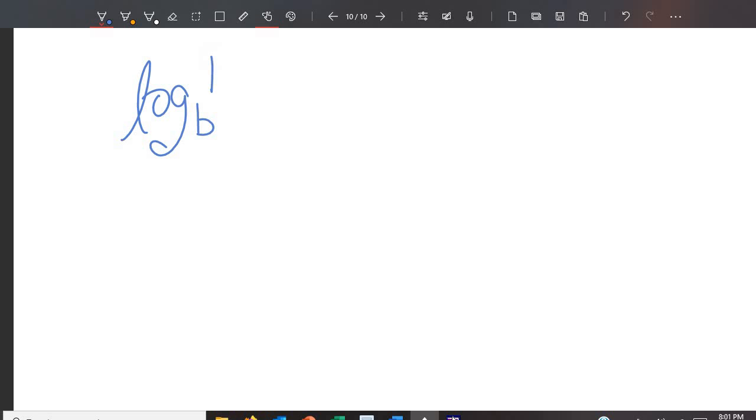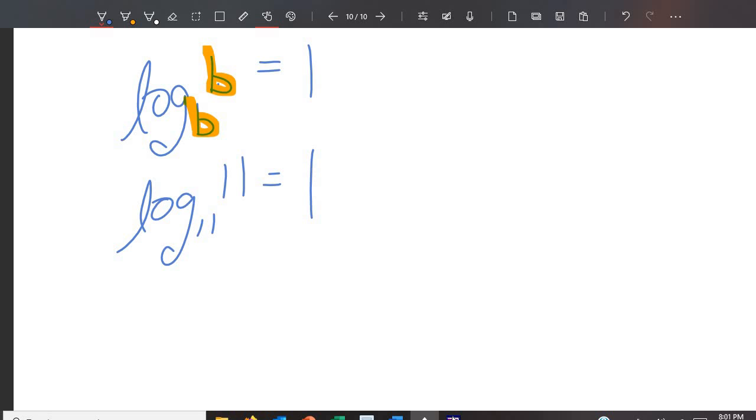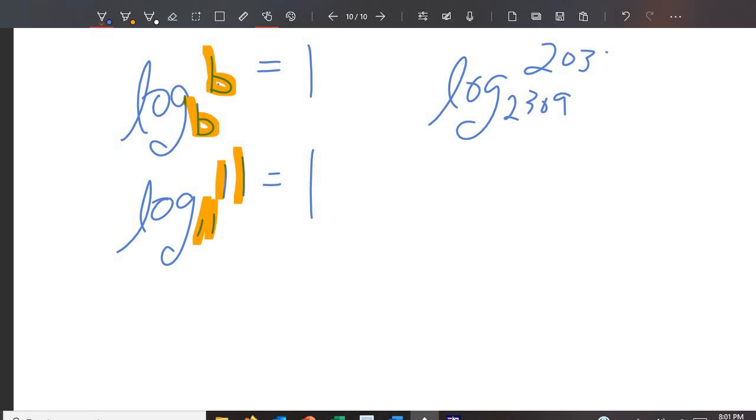If the base matches, if these two numbers match, the base matches this number, our answer is always 1. These two numbers have to match. So if I had log base 11 of 11, my answer is automatically 1. They match. If I have the log of 2,309, and there's a 2,309 here.